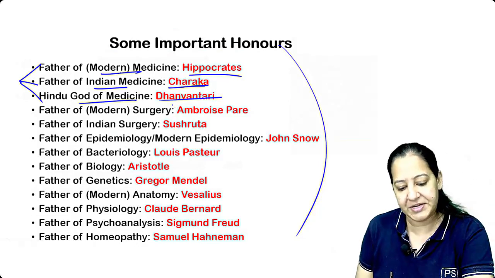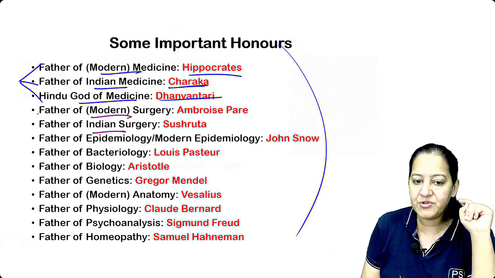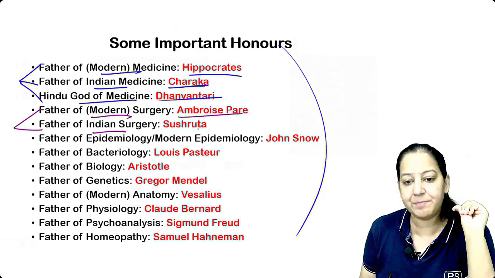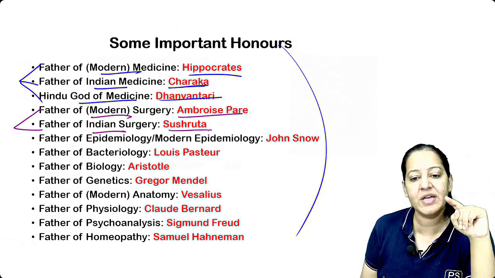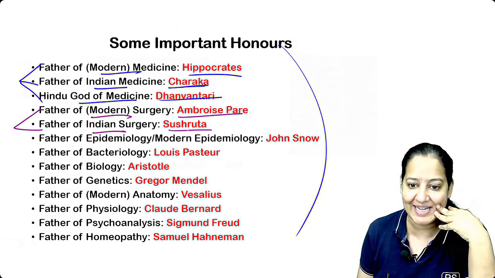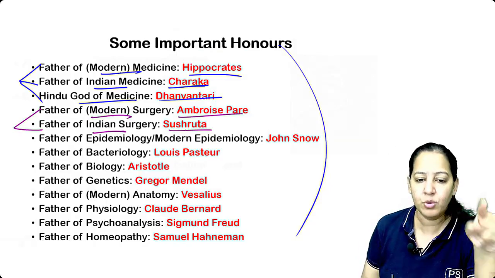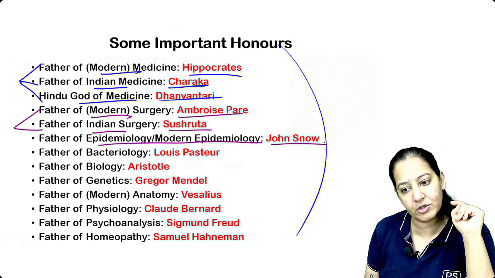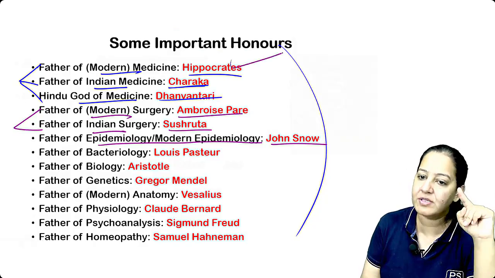Now come to surgery. Modern surgery, Indian surgery. Who is the father of modern surgery? Ambroise Paré. And Indian surgery, Sushruta. I have shown you the 300 surgeries whose techniques he discovered. Who is the father of modern epidemiology? It's John Snow. But the true epidemiologist is Hippocrates.